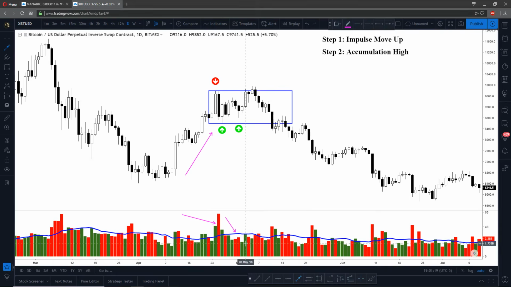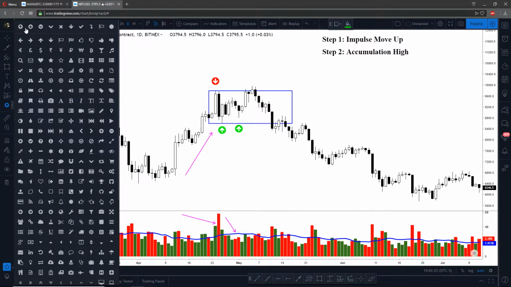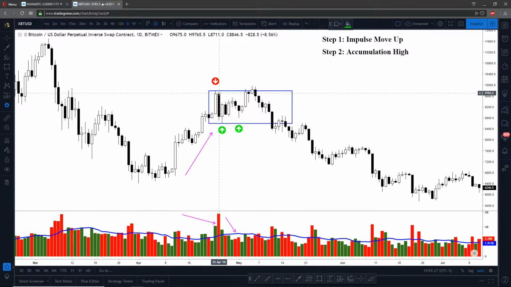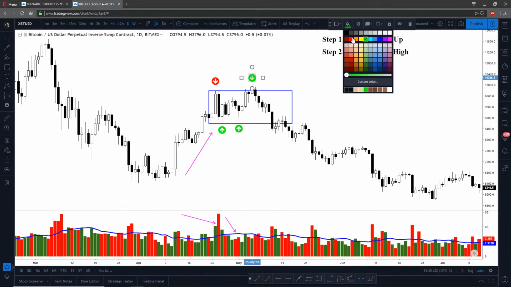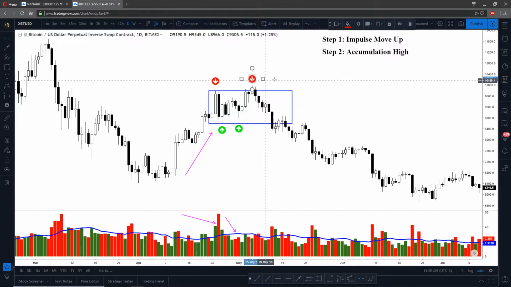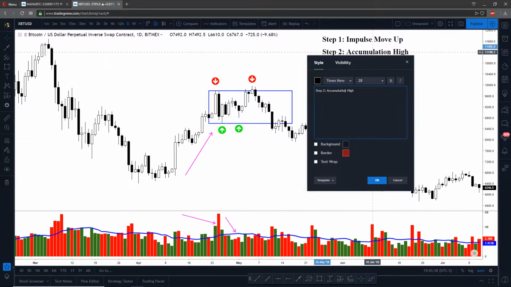You can see the decrease in volume in between the 2 fractals, and then you see the next down fractal, which tests the distribution high. I see that I put accumulation here. I'll fix that. This should be distribution.